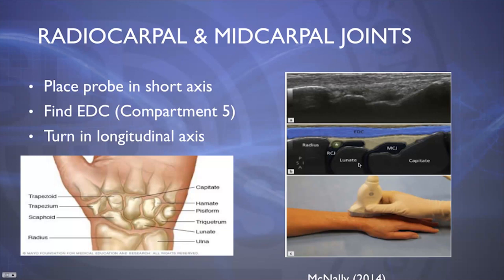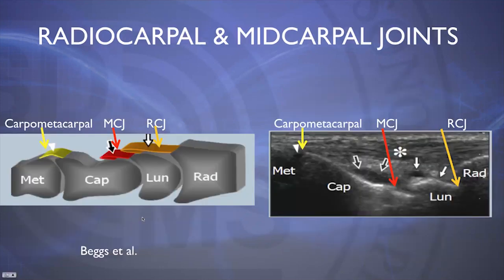This is just another diagram and ultrasound image to help illustrate this as well. Moving from proximal to distal, radius, lunate, capitate, metacarpal here. We have the radiocarpal joint, the midcarpal joint, and the carpal metacarpal joint. And then trying to use the same arrows here on the ultrasound image. Here's that radiocarpal joint, the midcarpal joint, and the carpal metacarpal joint right here.